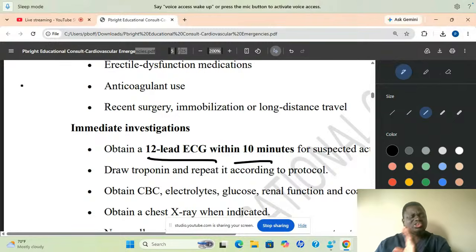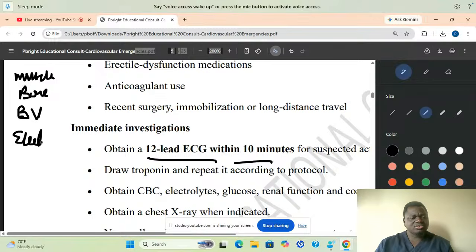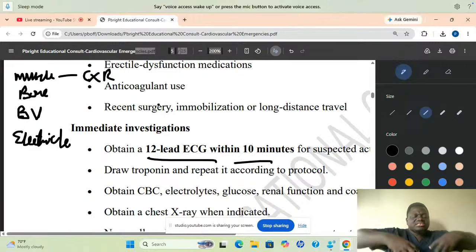We are dealing with the cardiovascular system. Okay, cardiovascular system. So when you go to the cardiovascular system, we have the muscles, the bones of the chest, the muscles of the heart, the blood vessels, and the electrical system. So all these divisions, you are going to check. Okay, the muscles, what do you check? Your chest X-ray, to know the size of the heart and the bones.